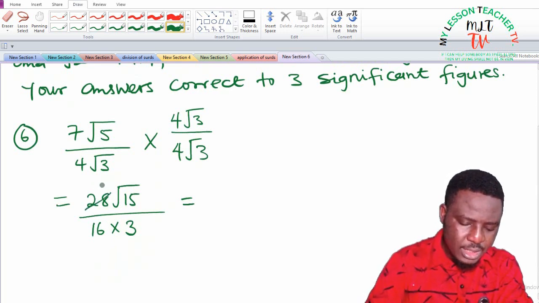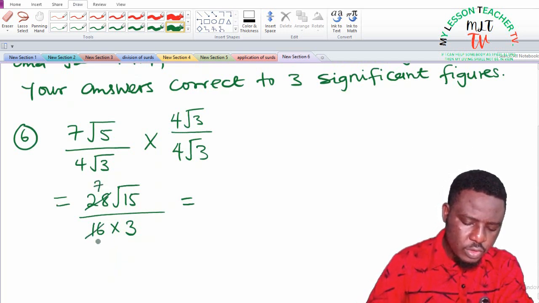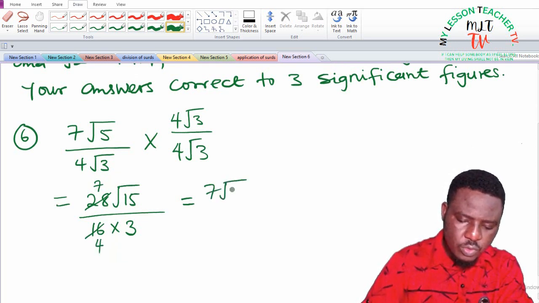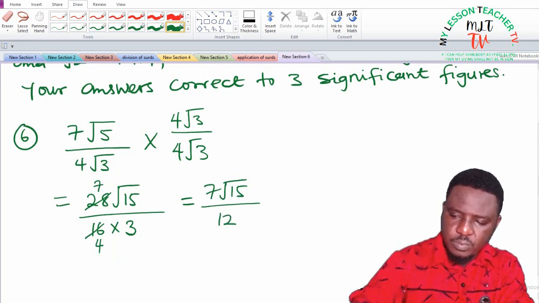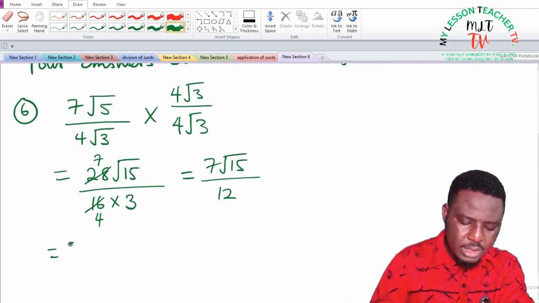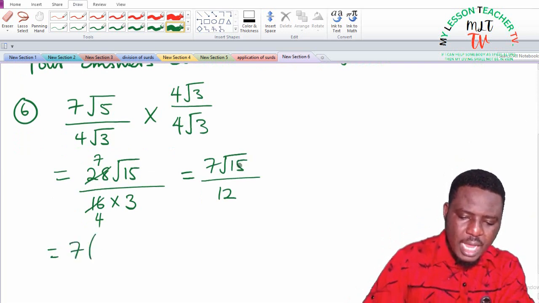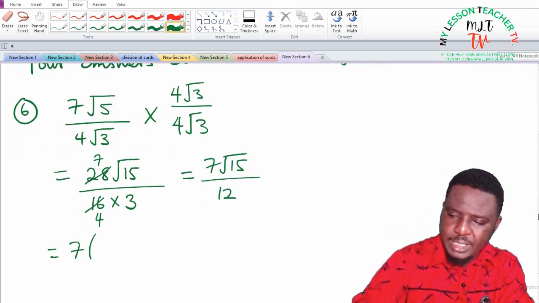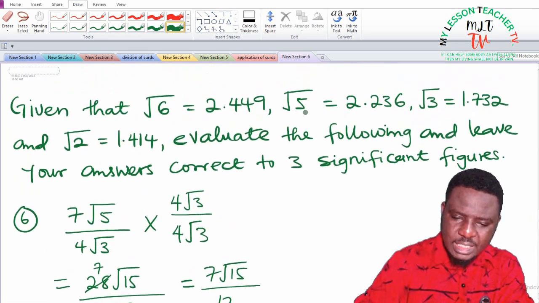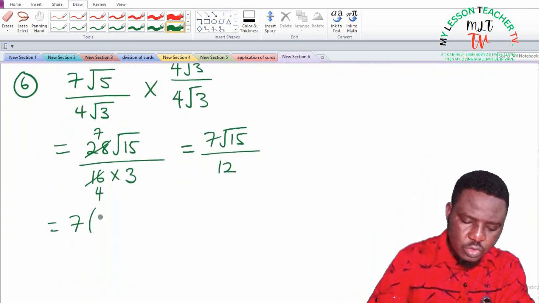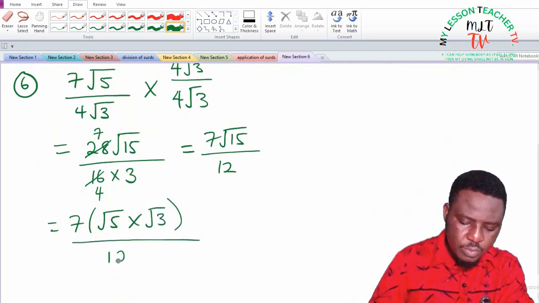4 into 28 is 7. 4 into 16 is 4, leaving us with 7 root 15 divided by 12. This is equal to 7 into, I can express root 15 in terms of the given values, which I can say is 5 times 3. So I can express this to be root 5 times root 3 divided by 12.